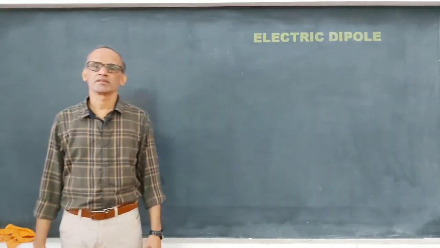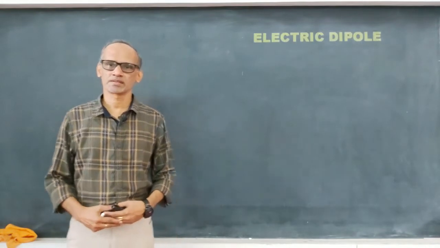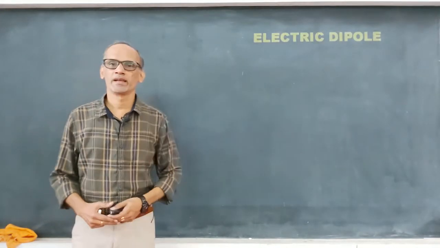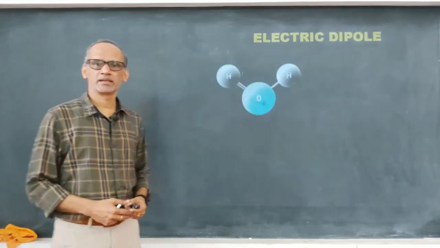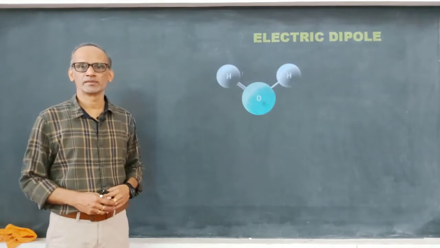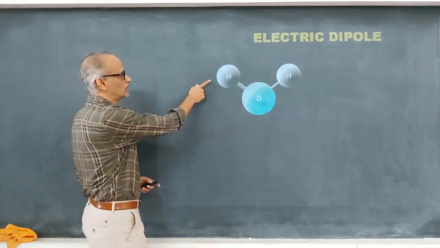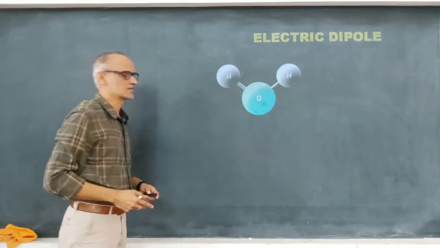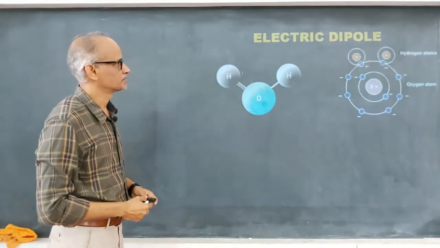Dear students, in today's session we are going to learn about an important concept called electric dipole. To understand this, let us take the structure of the water molecule. There are two hydrogen atoms and then there is one atom of oxygen.